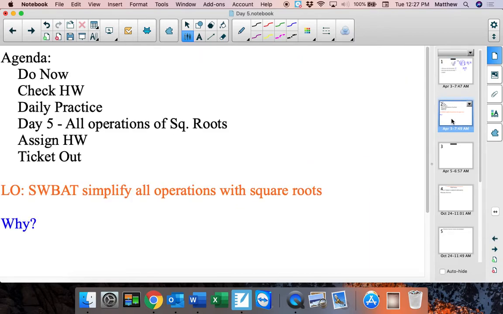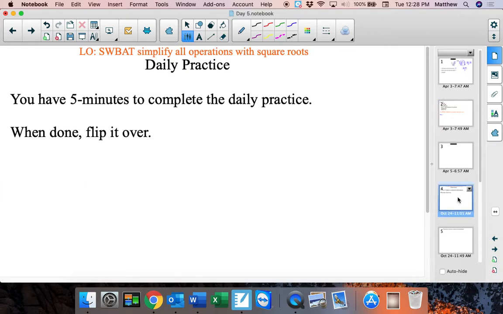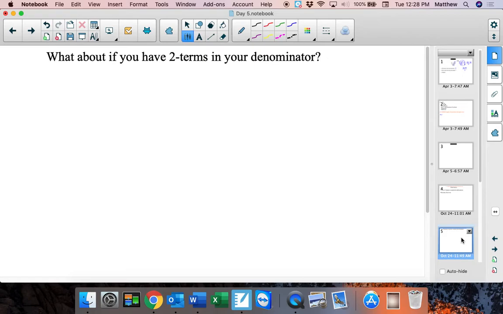Today we're just going to practice a few more of these. You're not going to do a daily practice, so we'll skip over these slides. Isn't that exciting? And now we'll go to answer this next question. What if you have 2 terms in your denominator? So far, we've only had 1 term, and we've rationalized. If we have 2 terms, we're going to see if we can combine those 2 terms. That's what we'll do today. And then in the next lesson, we're going to learn something called conjugate the denominator, which is another way to get rid of a radical down there.